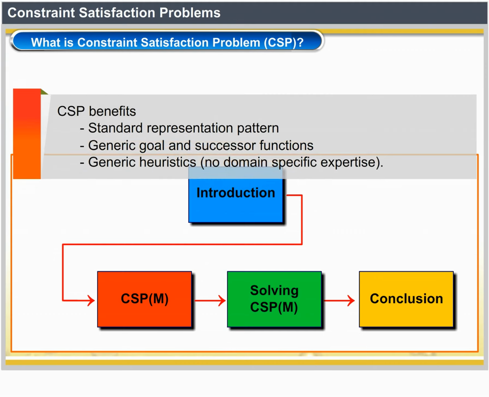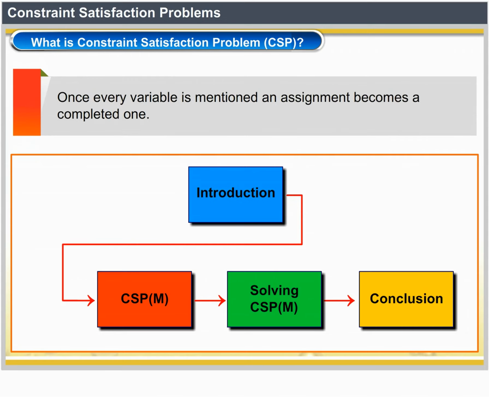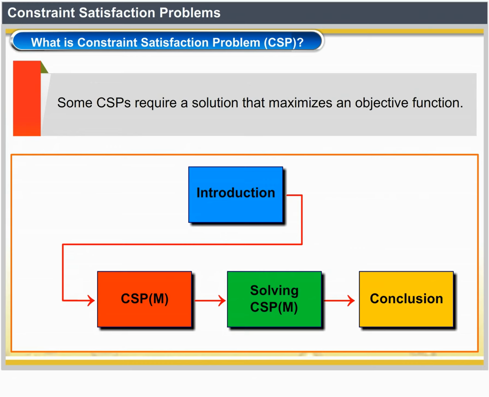CSP benefits: a standard representation pattern, generic goal and successor functions, and generic heuristics with no domain-specific expertise. Once every variable is mentioned, an assignment becomes a complete one. A solution to a CSP is a complete assignment that satisfies all constraints. Some CSPs require a solution that maximizes an objective function.